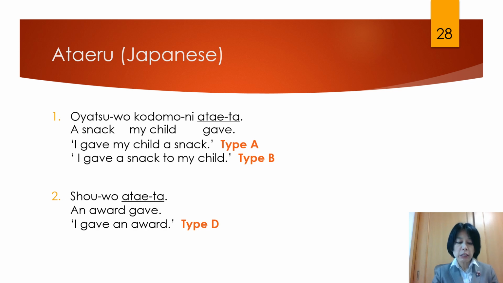According to a Japanese dictionary, 与える takes two objects, like English. おやつを子供に与えた, which means I gave my child a snack, or I gave a snack to my child. Moreover, Japanese also allows the construction where only the direct object appears. 賞を与えた, which means I gave an award.